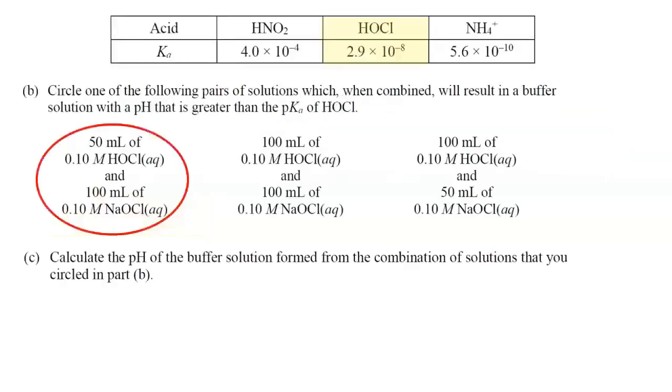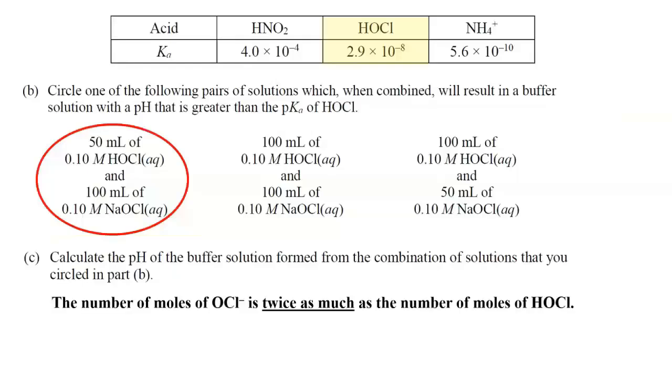So the solution that we circled, it's going to have a ratio of OCl minus to HOCl that is going to be 2 to 1, because the number of moles of OCl minus is twice as much as the number of moles of HOCl. There's 100 milliliters of a 0.1 molar solution of NaOCl, and there's only 50 milliliters of a 0.10 molar solution of HOCl. So the number of moles of OCl minus is twice as much as the number of moles of HOCl. So pH equals pKa plus the log of the ratio of A minus to HA.